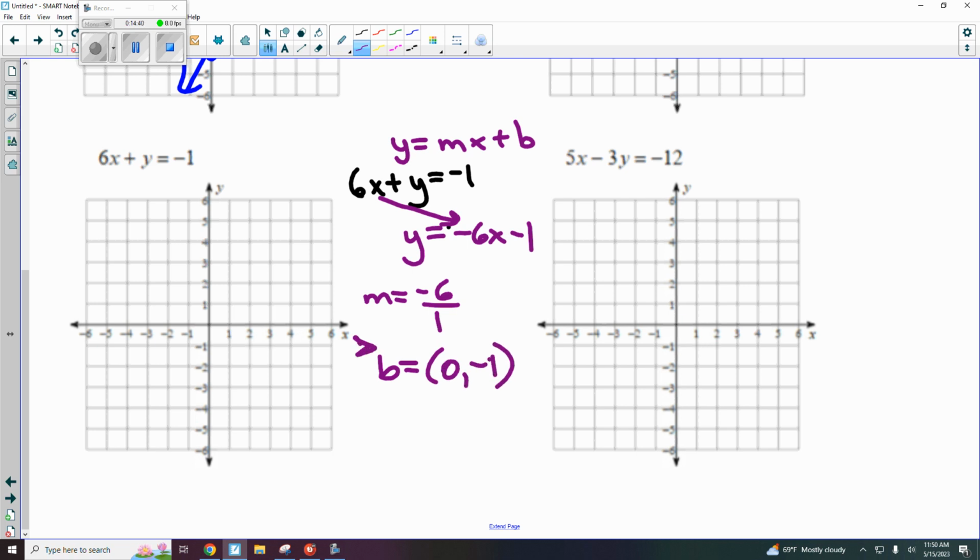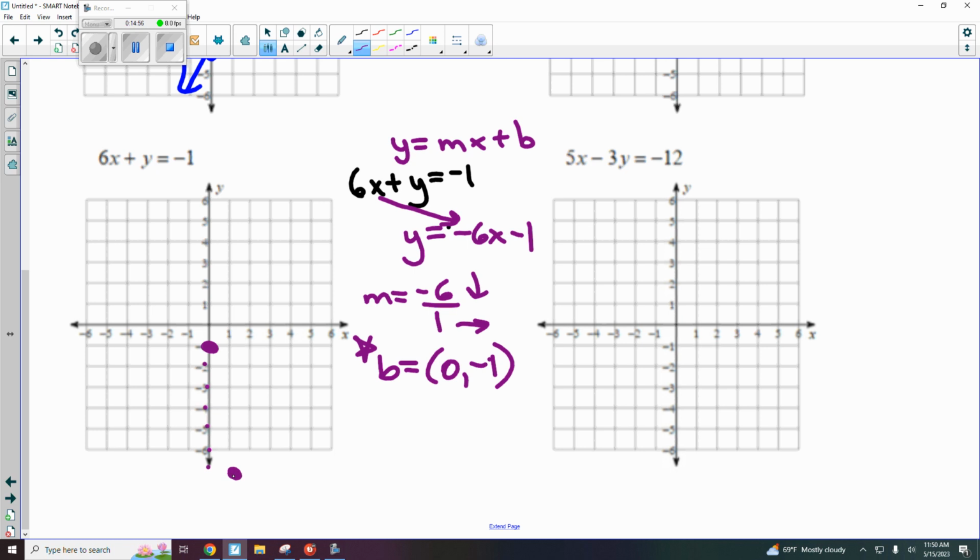And now we begin with b. So b sends me down 1, so 0, negative 1. And now my slope is negative, so it's going to send me down 6, right 1. So down 6. 1, 2, 3, 4, 5, 6. Oh, it puts me off the graph, and then right 1.